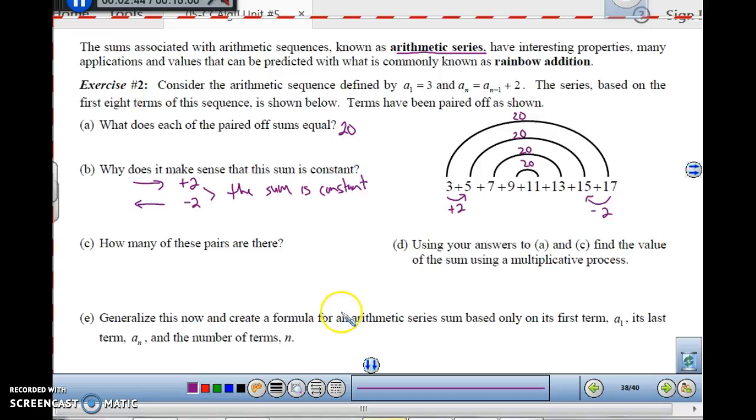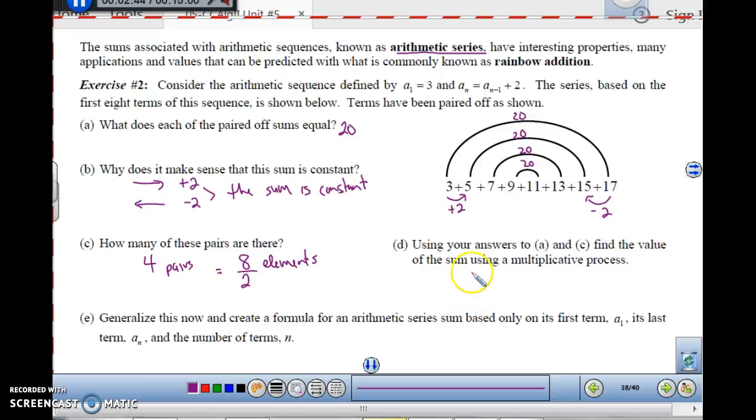Okay, so how many of these pairs are there? Well, I've got 1, 2, 3, 4 pairs. All right, because there will be 4 pairs because there are 8 elements, or 8 terms, in the set, and I pair them up, divided by 2, I end up with 4 pairs. All right, so using your answers to A and C, find the value of the sum using a multiplicative process.